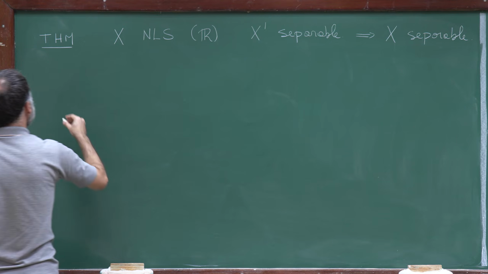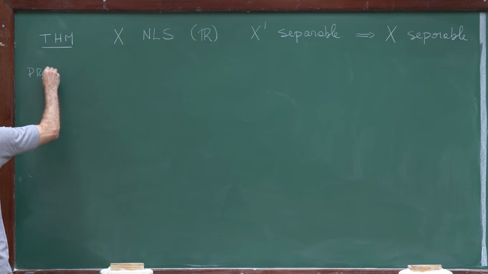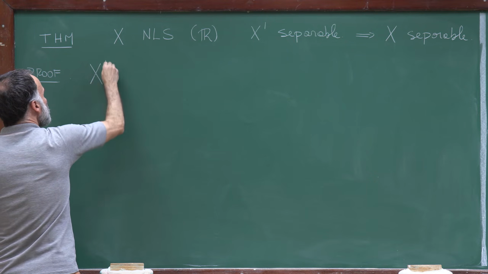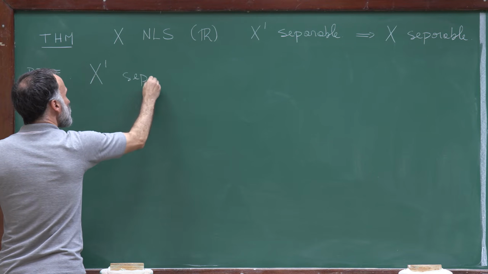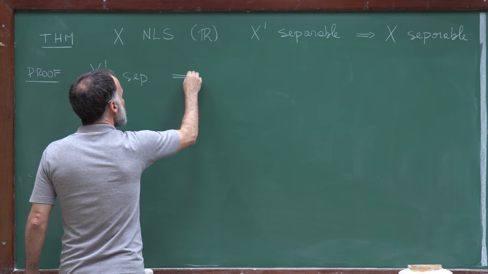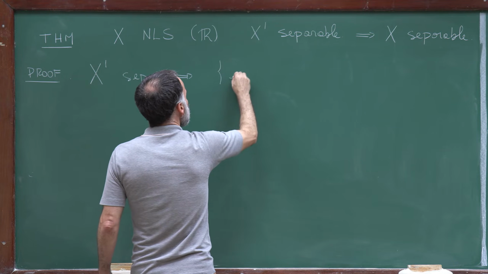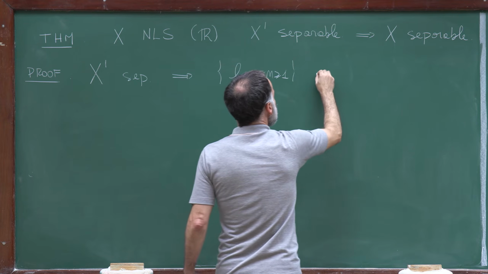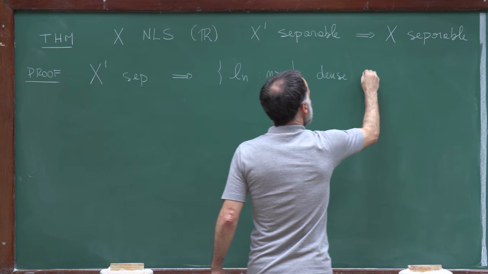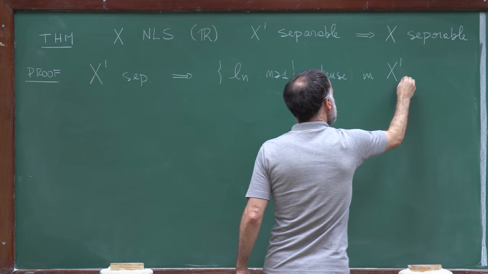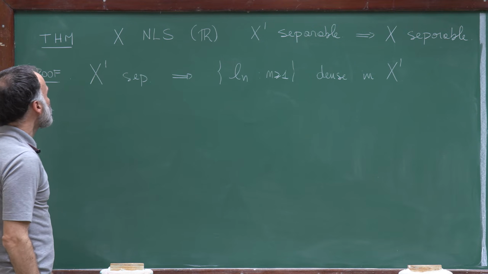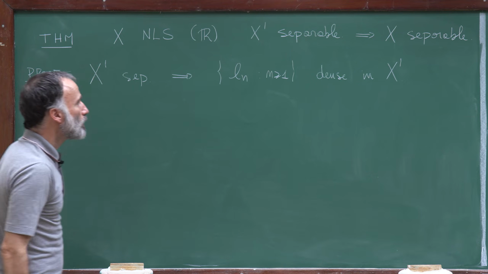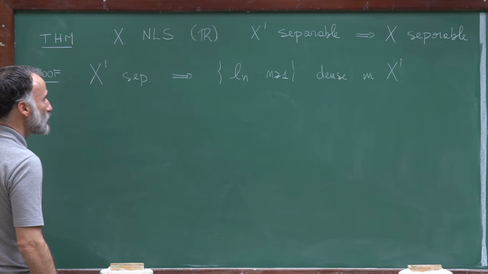Okay, so here's the proof. We know that X prime is separable. This means that there exists a dense countable set. So let's represent this dense countable set by Ln, which is dense in X prime. And to show that X is separable, we'll construct a space which is countable and dense in X.